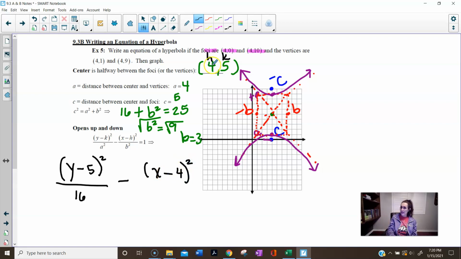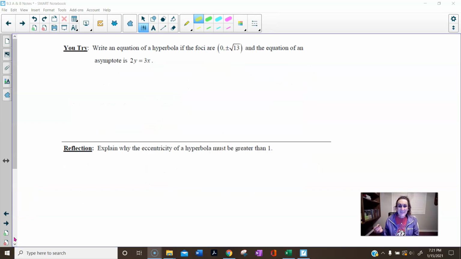Now, if this 4 were negative, then it would be minus a minus, which would be plus. Over, and then B squared. And we found B to be 3, so B squared is equal to 9. This equation in standard form is equal to 1. So there's your equation. So this is the end of our video.